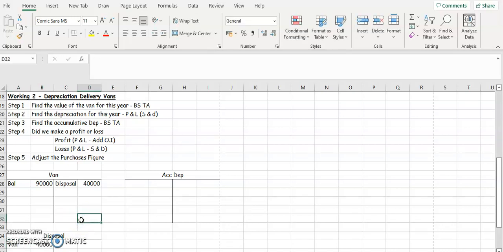That's the first thing. So I've got my opening balance. It's an asset. It goes on the debit side. I'm reducing my vans now because I got rid of a van costing 40,000. So I'm going to stick that on the credit side.